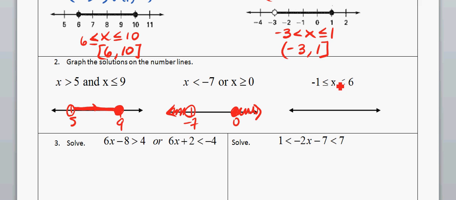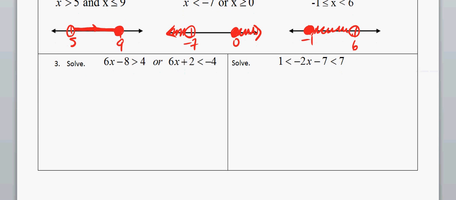Again, with the x being in the middle, this is an intersection problem where we want all the values between -1 and 6. So we choose -1 and 6. Here the -1 is included, so we're going to put a closed circle on there, and the 6 is not included, so we'll have an open circle. We want the values less than 6, but at the same time greater than -1, so the region in between.